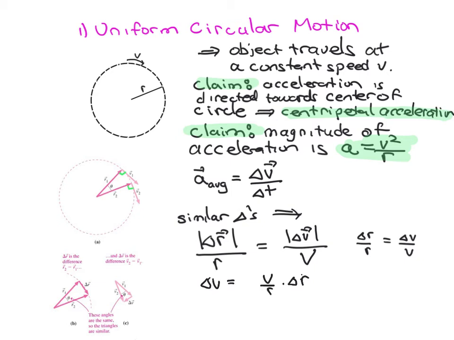And then I can divide both sides of this equation by the time interval delta t. And now in the limit that delta t goes to 0, the left-hand side of this equation is just the magnitude of the acceleration. And then the right-hand side I can write as v over r times v, because in the limit that delta t goes to 0, delta r over delta t is just the speed v. So what we've proven after all this is that, as claimed, the magnitude of the acceleration of an object undergoing uniform circular motion is simply v squared over r.